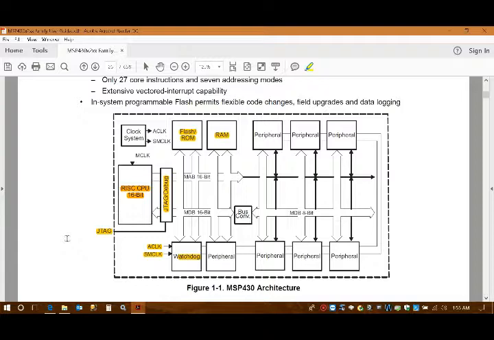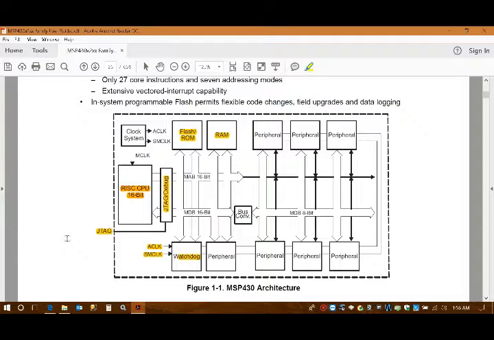There is an I2C peripheral, there is a UART peripheral, there is a micro DMA, there are timers. There are two types of timers. There is USCI, UCA, UCB. UCA and UCB can operate in different modes: they can operate in UART mode, SPI mode, and I2C mode. All those details we will go into later on. But these peripherals are all connected with the main processor, right?